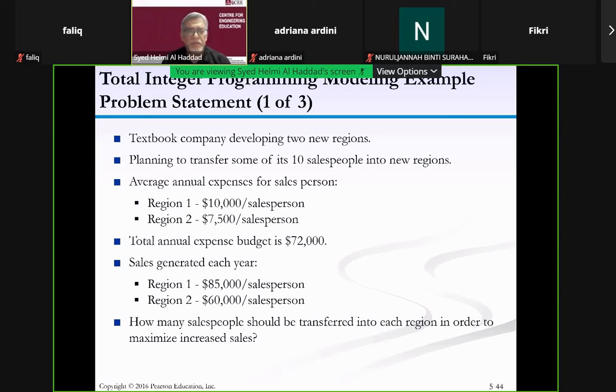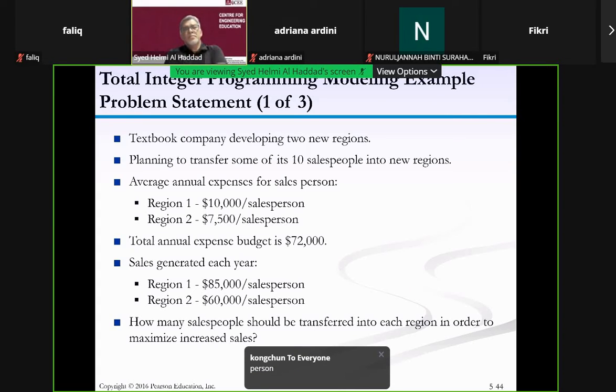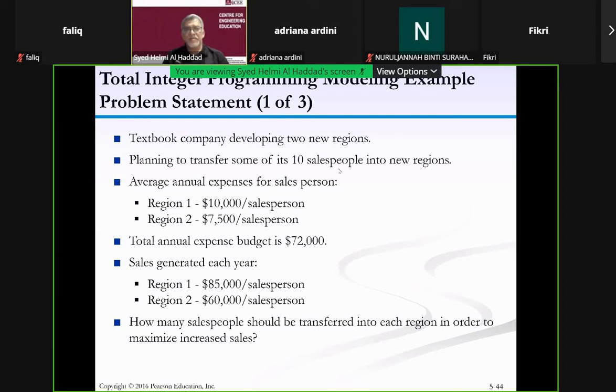So what will be the variables here? By the way, why is this called integer programming? Why is this problem considered as integer programming? What are the variables? Okay, the person, the salesperson. That's right. So we have X1, X2, we have until 10 salesperson, right? That is the variables. Okay. So what will be the objective? You want to maximize what? Maximize increase in sales.